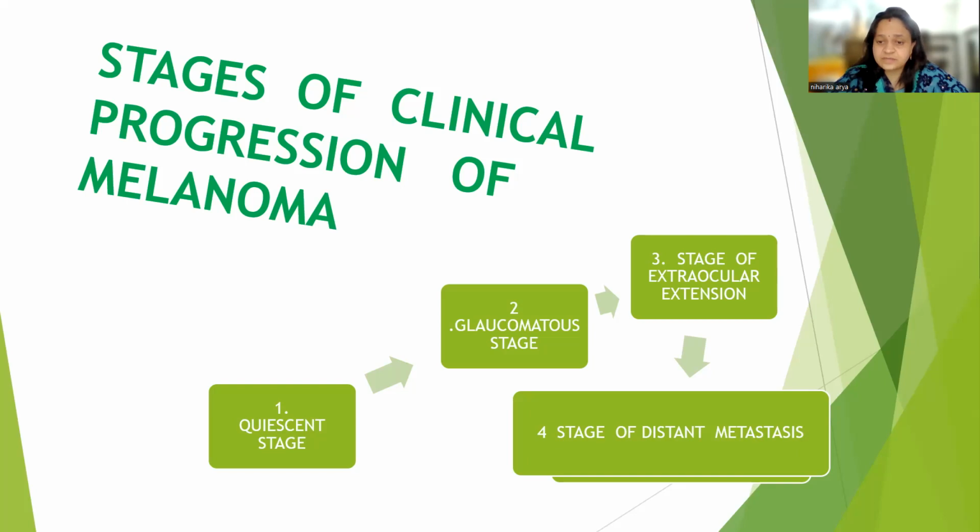And the third is the stage of extraocular extension. Extraocular extension means it can occur in the sclera or in other parts of the eye. And the fourth is the stage of distant metastasis, that is, it involves other parts of the body, like the lungs and other organs of the body.